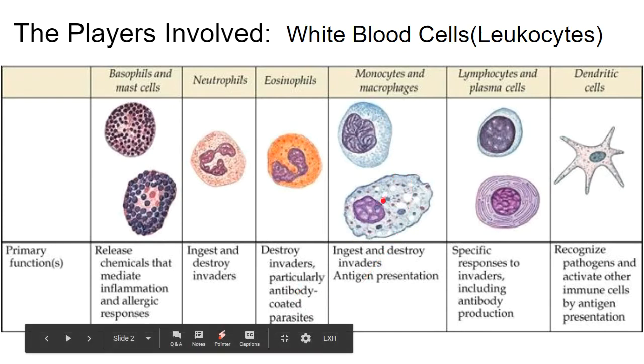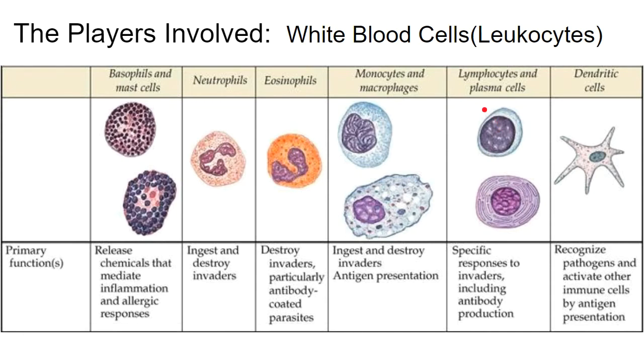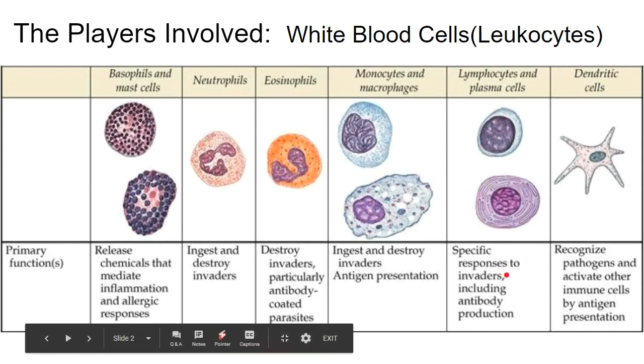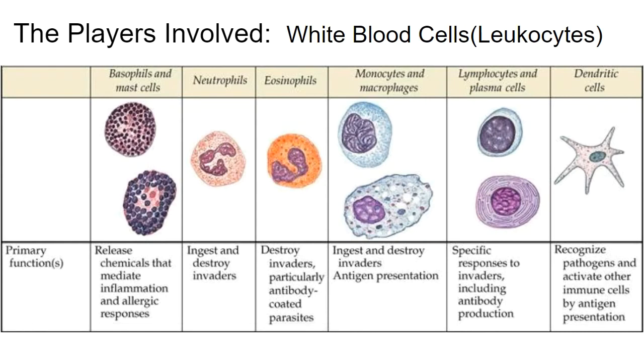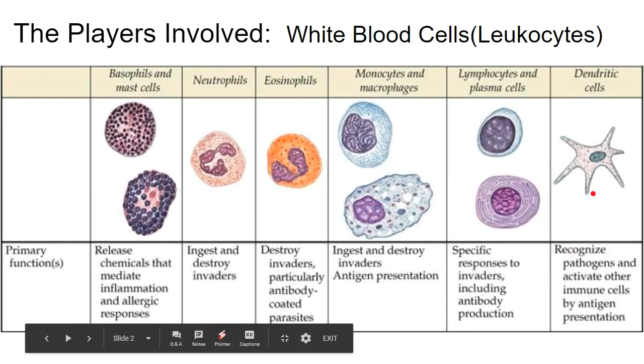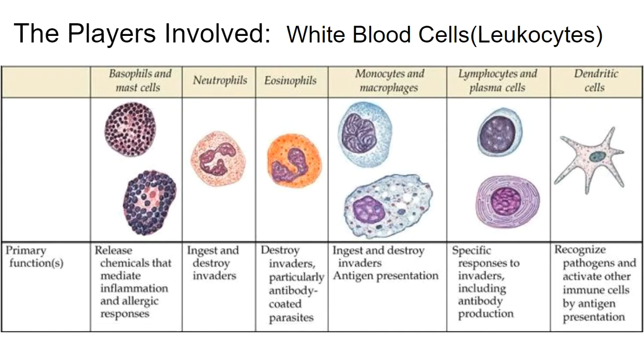The monocytes are macrophages. They ingest and destroy invaders, but they're also really important for presenting antigens. We also have these plasma cells or other lymphocytes, the B cells, the T cells. So they're going to have specific responses because they are seeking out and looking at surface antigens. But the plasma cells are also involved with antibody production. We also have some dendritic cells that are located in various spots around your body that are kind of more anchored, and they can also recognize pathogens and activate other cells, similar to the antigen presentation with macrophages.